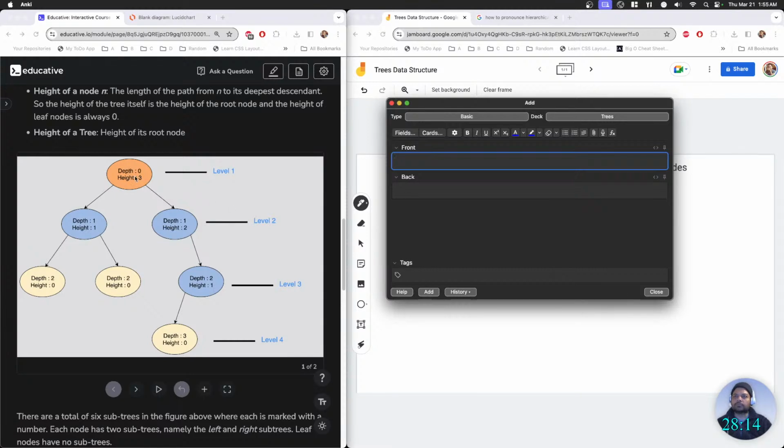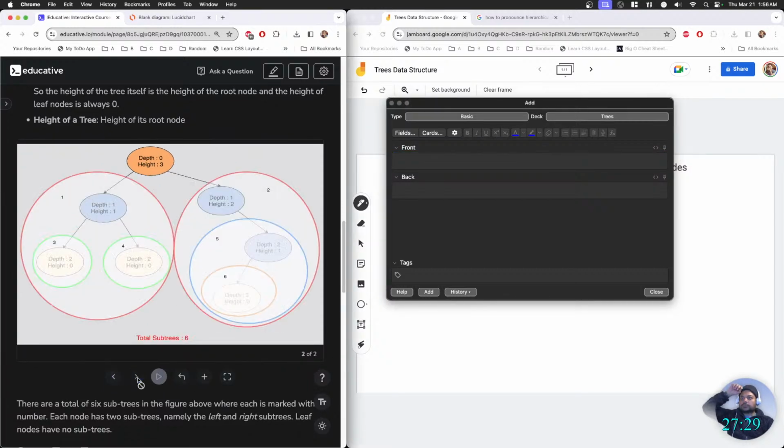So the root node has a depth of 0, height of 3. The child of the root node has a depth of 1 because we're 1 level down, height of 1. Height goes from leaf to the root, and depth goes from the root to the leaf. Level 2, level 3, level 4. Depth is level minus 1. Interesting.